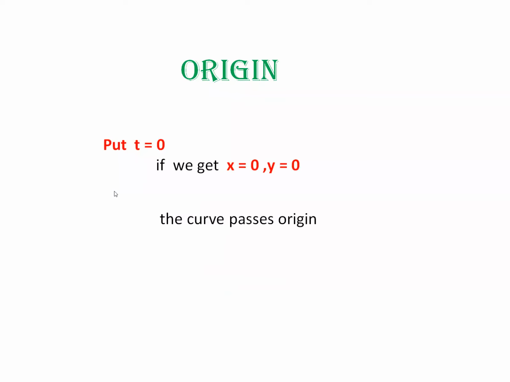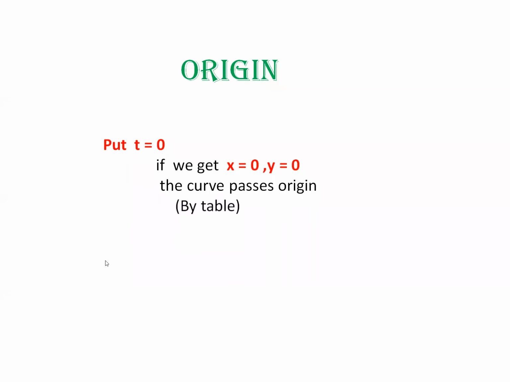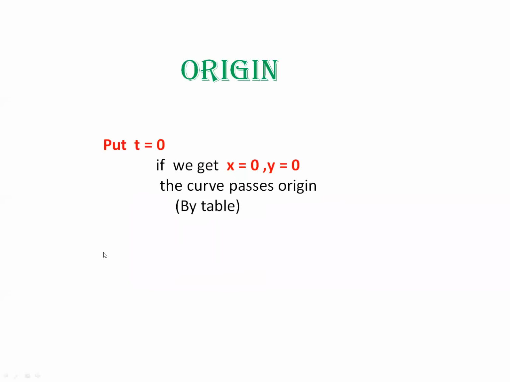Then next, find out origin. To find the origin, put that theta or t is equal to 0 in given equation. If x and y both are 0, then we can say that curve passes through origin. And if one of them is not equal to 0, then we can say that curve does not pass through origin.